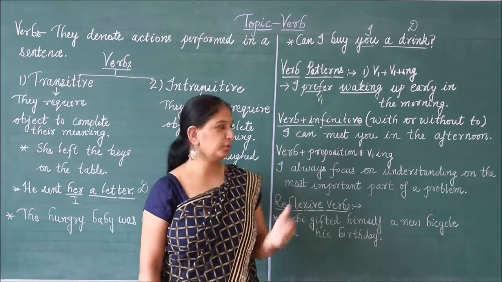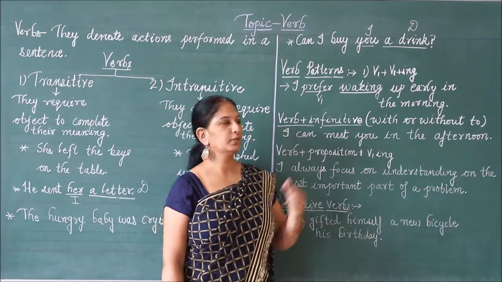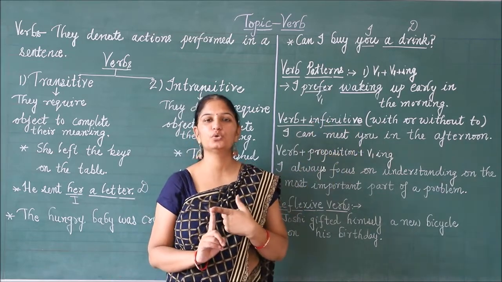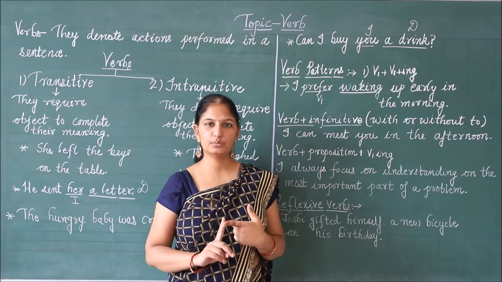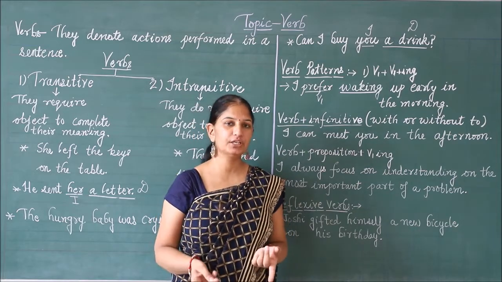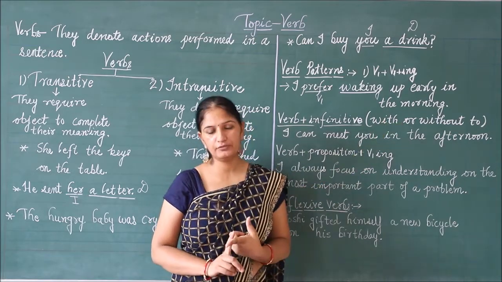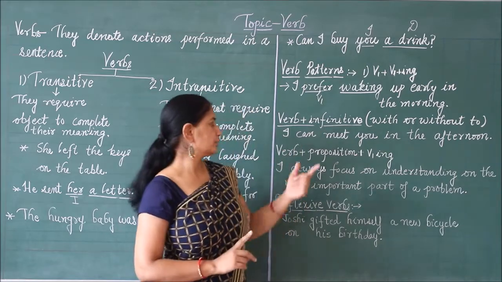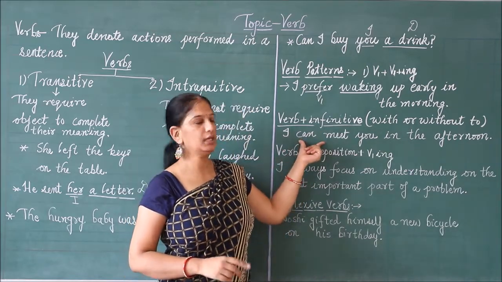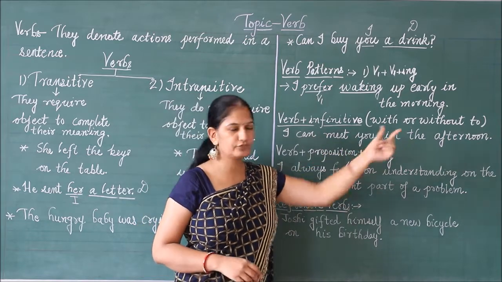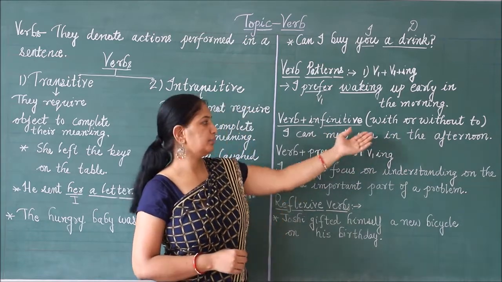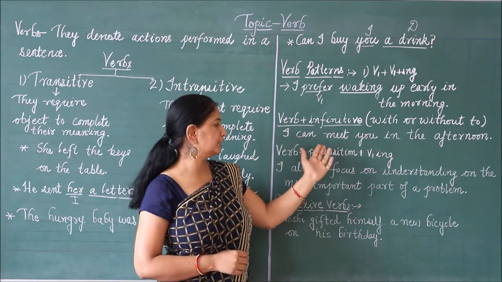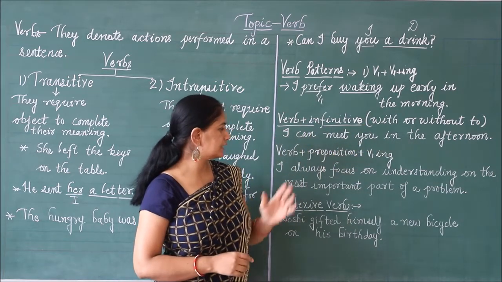So let's talk about the second pattern of the verb. Verb plus infinitive, with or without to. As we have learnt about non-finites, we have learnt about infinitives and bare infinitives. So without to are bare infinitives and with to are called infinitives. So here we can see one example. I can meet you in the afternoon. It is an example of the verb without to, and it becomes verb plus infinitive.